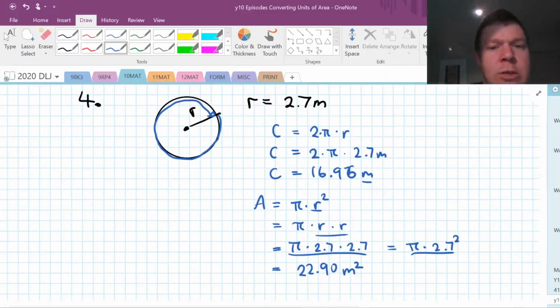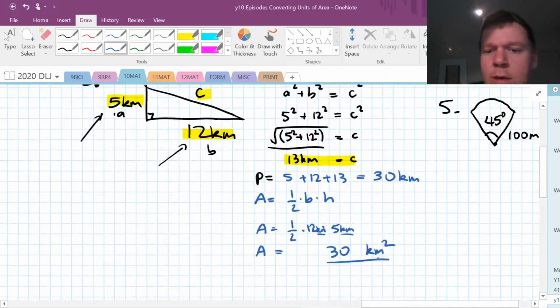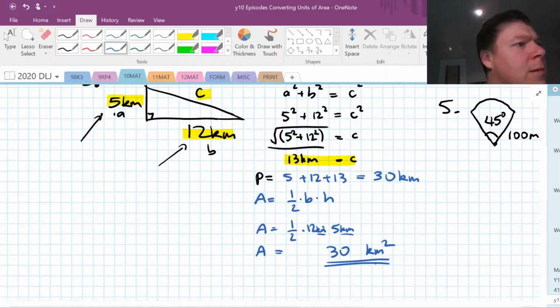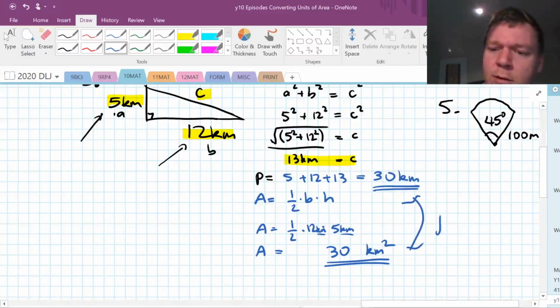The area for question 3 was 30 kilometers squared. Yeah, it actually is the same as that, it's kind of just a fluke. That very rarely happens.